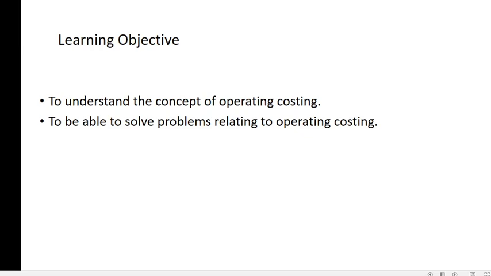Learning objective. The learning objective of this session is to understand the concept of operating costing. Operating costing is the method used for ascertaining the cost of a service. It refers to the techniques and process used for determining the cost per unit of service rendered. We'll also be able to solve problems relating to operating cost in this session.